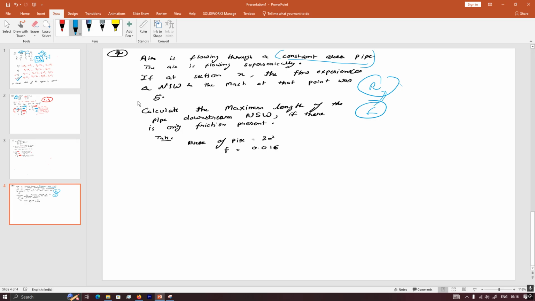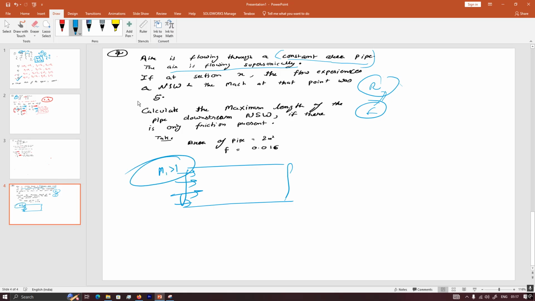Okay. So now the question says air is flowing supersonically. Let's take a part of the pipe. So air is supersonic at first, Mach greater than 1. If at a section x, the flow experiences a normal shock wave. So here we drew this section as the normal shock wave. It's better to draw with this red color. This is your normal shock wave at the x section.